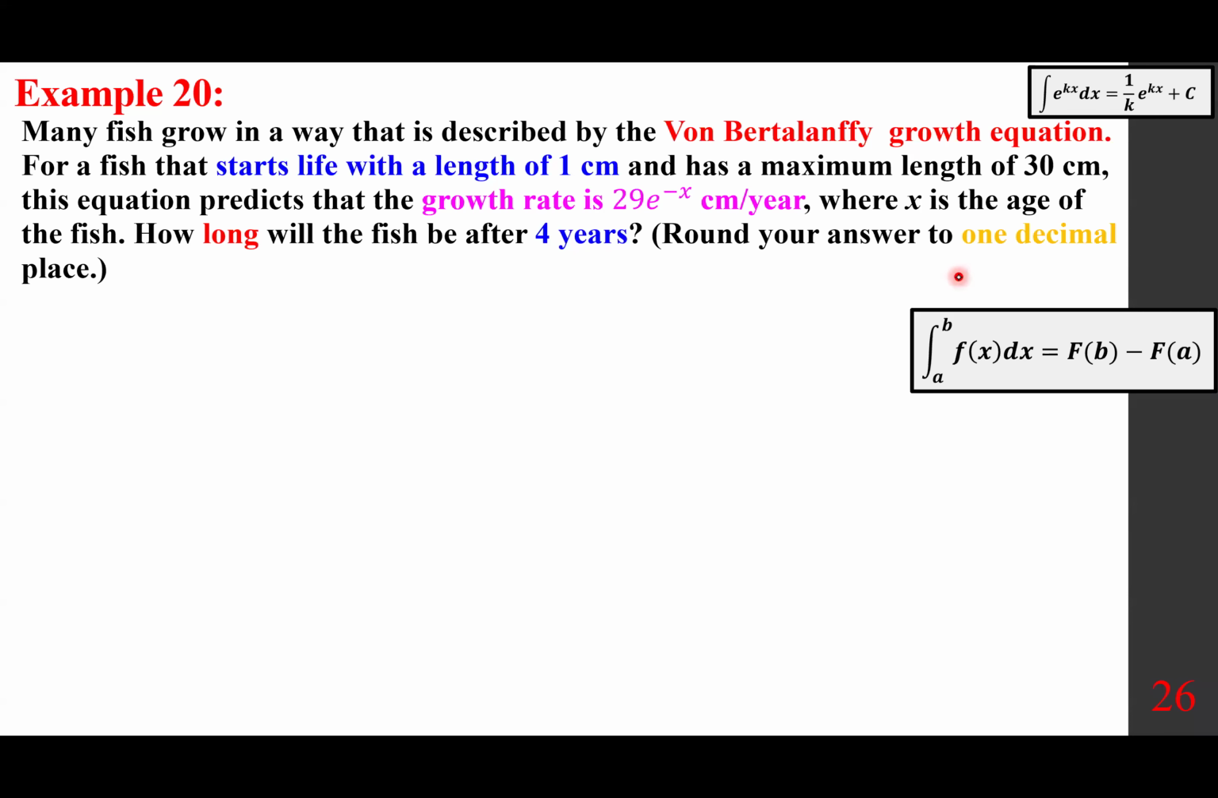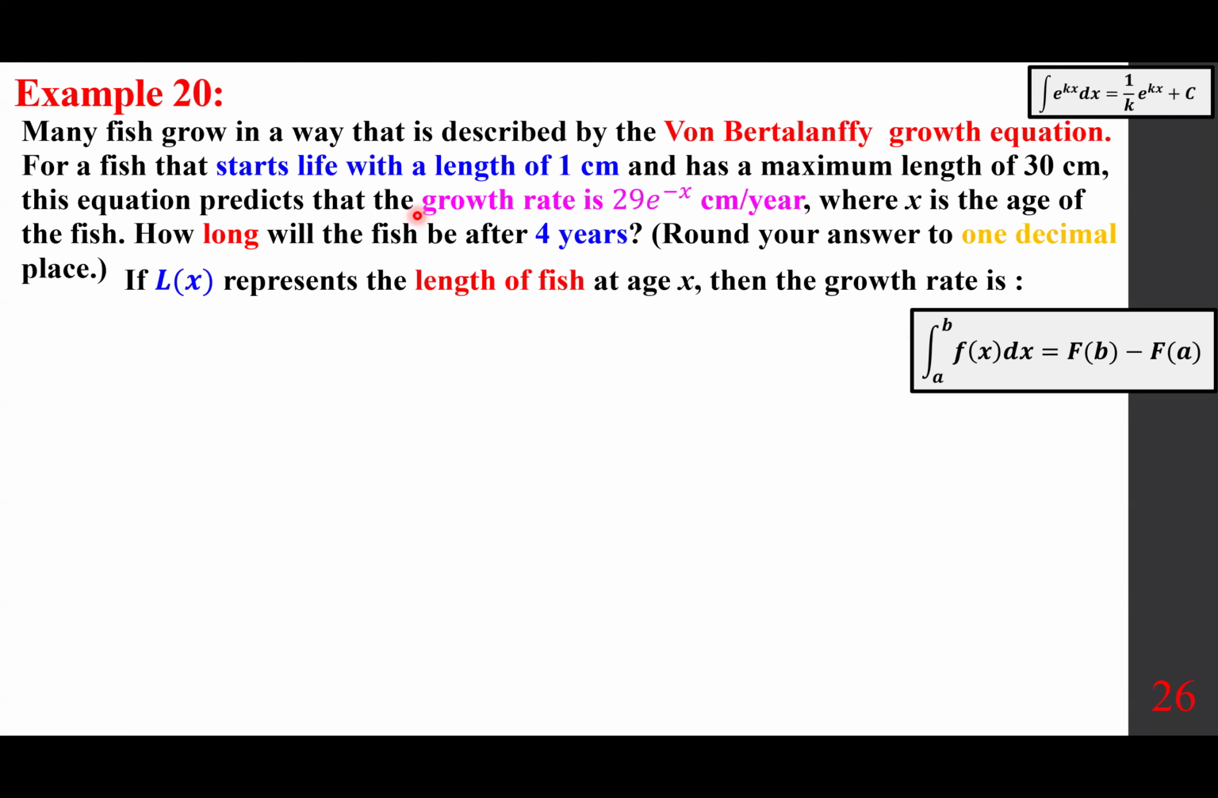Rounded to 1 decimal. So what we are dealing with here is the derivative of some function. We're going to say the length L of x. So we let L of x represent the length of the fish at age x. Then the growth rate, that means this derivative L prime or dL/dx, is 29 e to the power minus x centimeters per year with the initial value L of 0 equals 1.